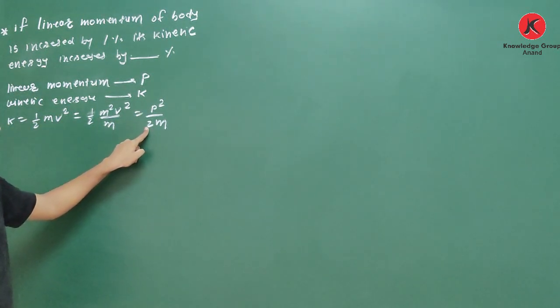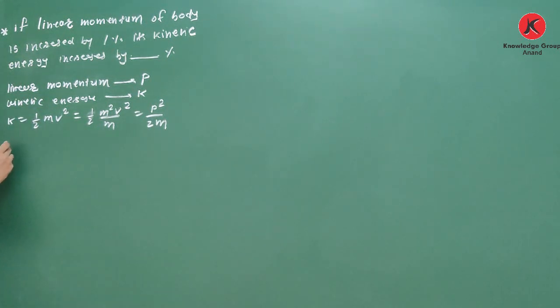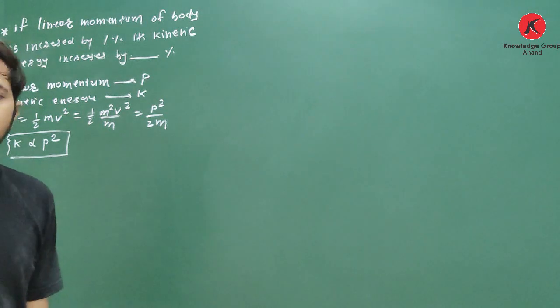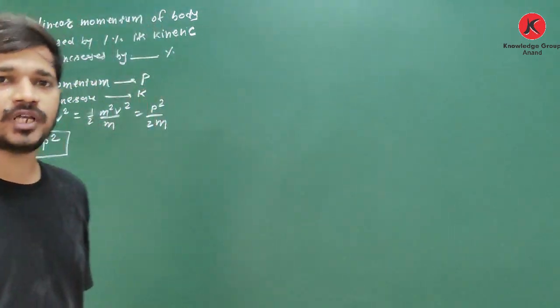This 2 is constant. Mass is always constant. So what is the relation between K and P? K is proportional to p square. Clear about this? K is proportional to p square.